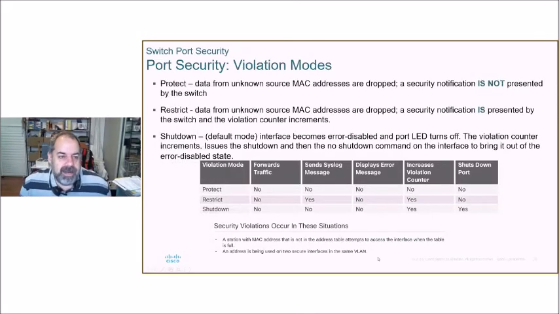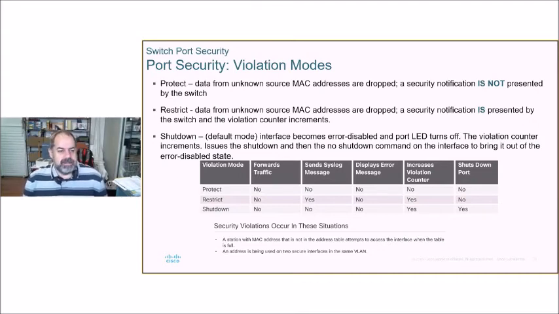Okay, so there are actually violation modes, in other words, what the switch will do when it has a violation, as in too many MAC addresses. There's protect, restrict, and shutdown. With protect, data from an unknown source MAC address is dropped and the security notification is not presented by the switch. Basically it just blocks that MAC address and does nothing else.